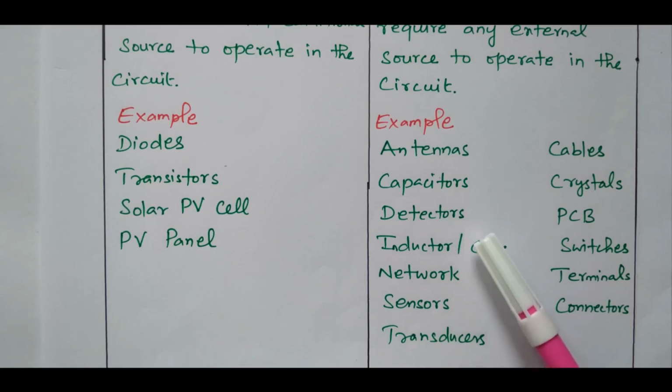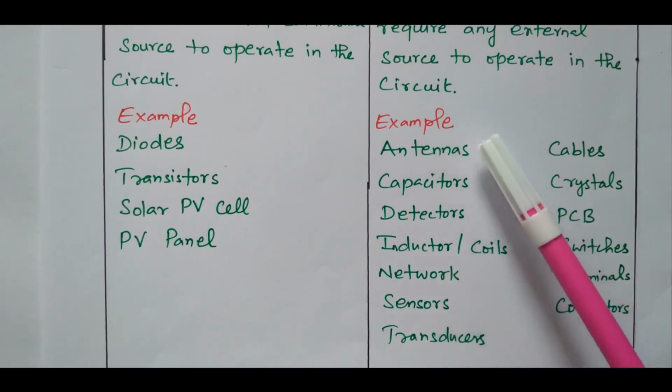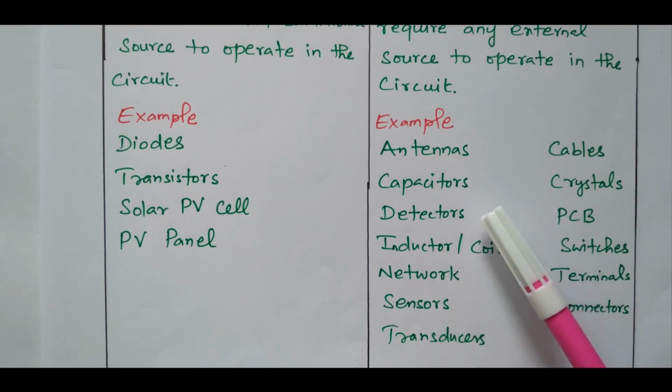But passive components will not deliver. They will receive the energy. No specific power is needed to operate. There is no power gain also. What are the examples? Antennas, capacitors, detector, inductor or coil, network, sensor, transducer, cable, crystals, PCB, switches, terminals, connectors. So these are all passive components.